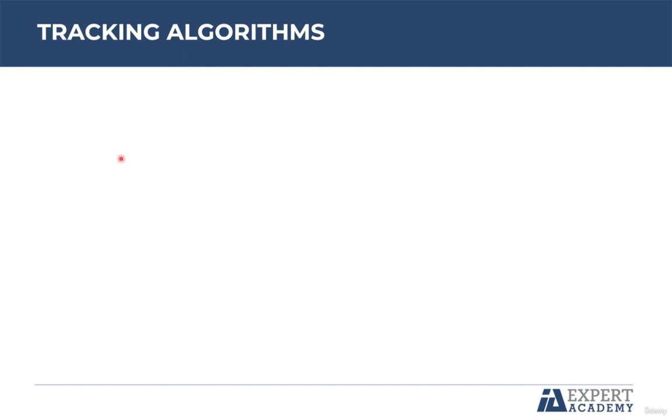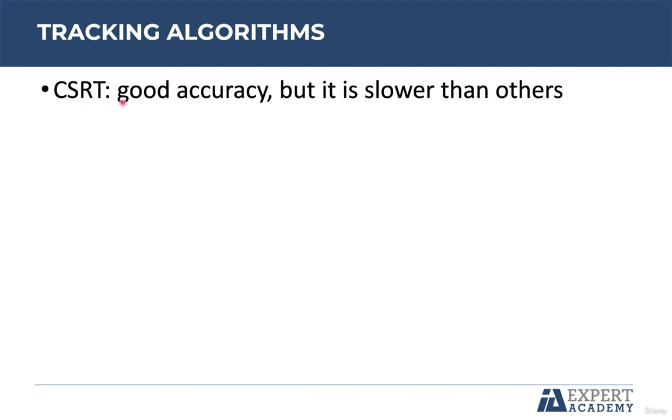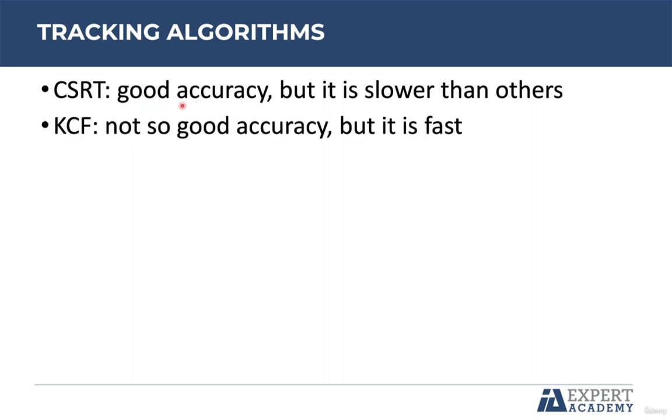Finally, we have a summary of some of the algorithms. CSRT has the best performance, but is the slowest. KCF is not very good regarding quality, however, it is a very fast algorithm. On the other hand, MOSSE is the fastest of all. It is important to know these features of the algorithms for you to choose the best one according to the type of application you are developing.